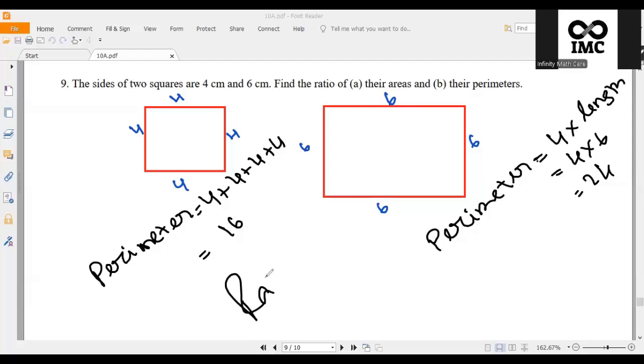Now we need to find out the ratio. So the ratio will be 16 is to 24. Now divide both by 8. 8 2s are 16, 8 3s are 24. And that is the answer of question number 9.